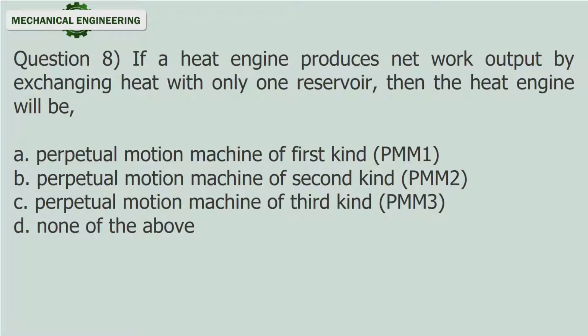Question 8. If a heat engine produces net work output by exchanging heat with only one reservoir, then the heat engine will be A. Perpetual motion machine of first kind PMM1, B. Perpetual motion machine of the second kind PMM2, C. Perpetual motion machine of third kind PMM3, D. None of the above.